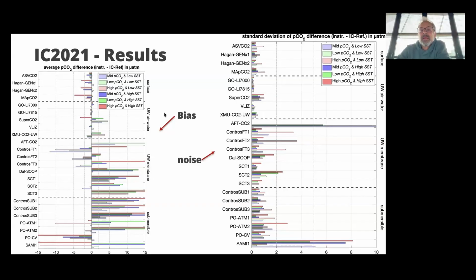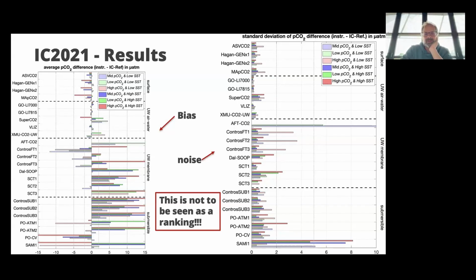Let's not forget that. The good news, I guess, on the right-hand side: if we interpret the standard deviation of these average differences as noise, then we can say most of the instruments actually stay within the 2 microatmospheres repeatability, so that we do not have a problem with random error. And these systems, they all measure precisely, but maybe wrong, a little bit off. So I guess that's the biggest take-home message.